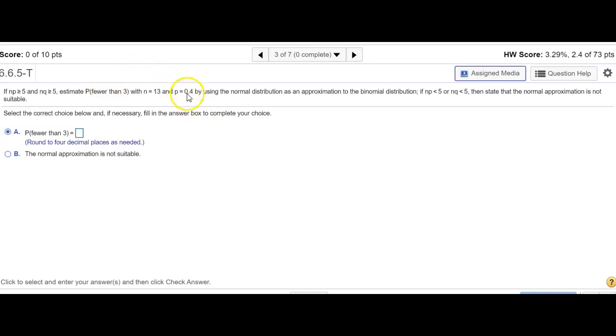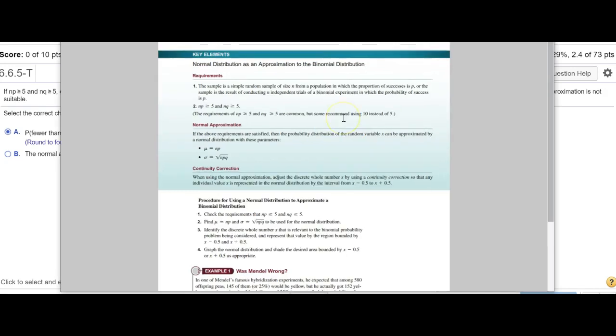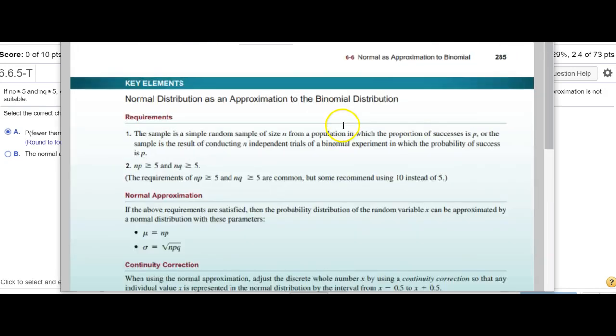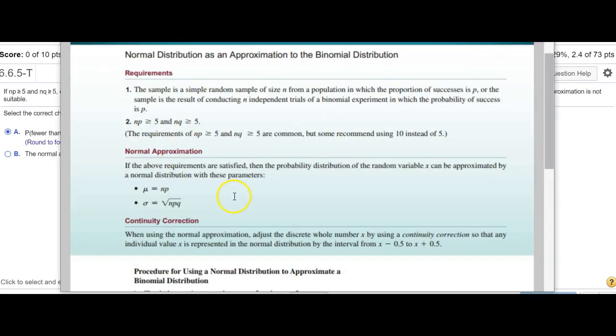So we have to go through a couple of the processes here. We want to look at fewer than 3. So we have to take into account the continuity of the normal distribution curve. And this is in your book in 6.6. We can go over how to calculate the mean and the standard deviation. We're given that information. But when we're using the normal approximation, we have to use the continuity correction.